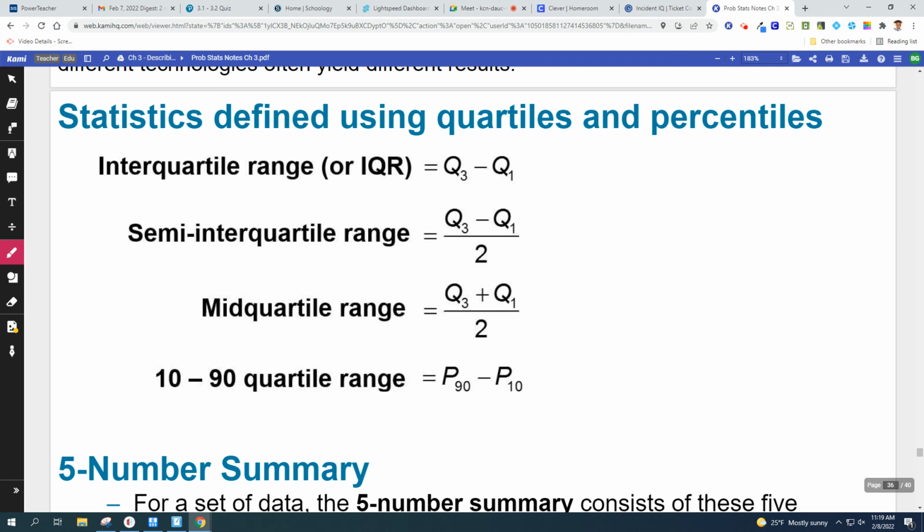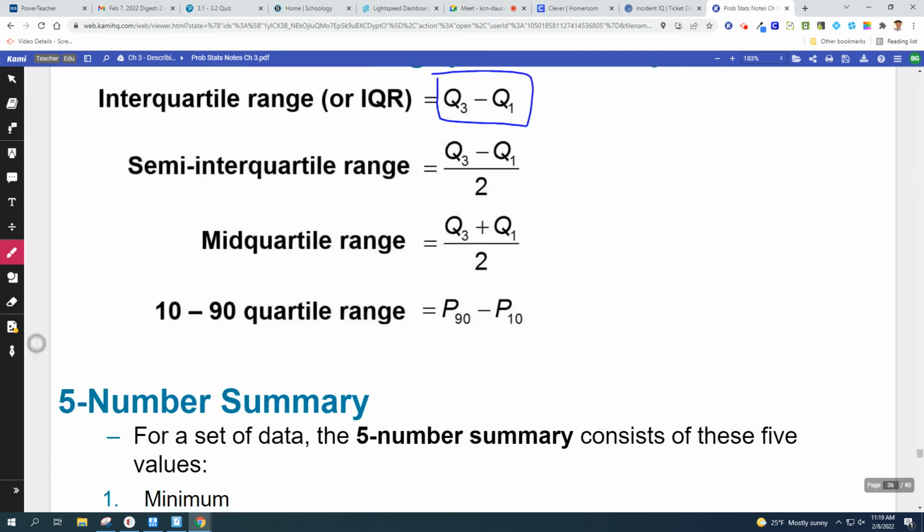Here we have something called interquartile range. Interquartile range is just Q3 minus Q1. Semi-interquartile range is (Q3 minus Q1) over 2. Mid-quartile range is (Q3 plus Q1) over 2. And 10-90 percentile range is P90 minus P10. All right, so keep that list handy.